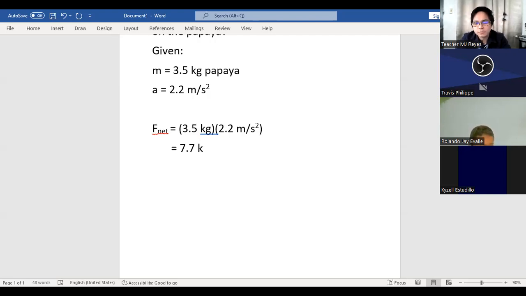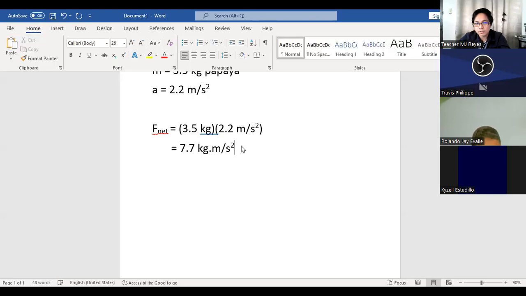How about the kilograms? Kilograms meters per second squared. You cannot cancel them. You need to put them all together.